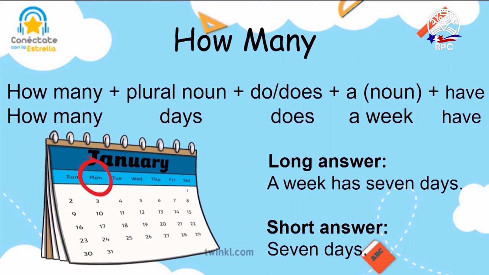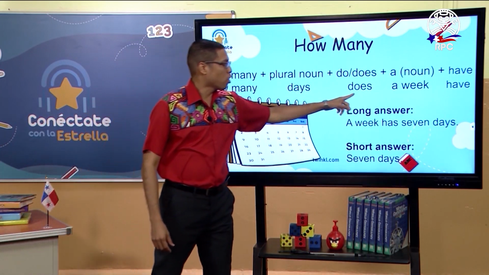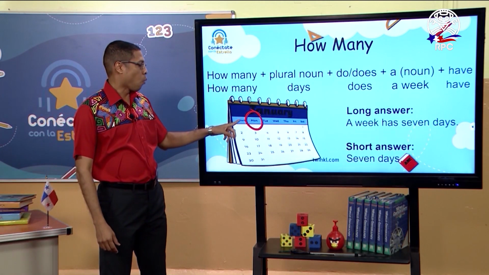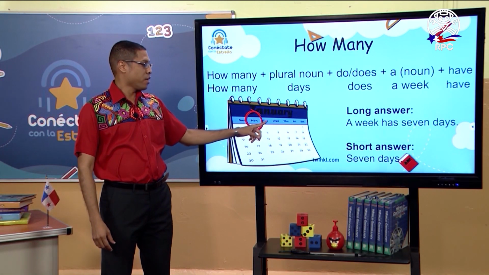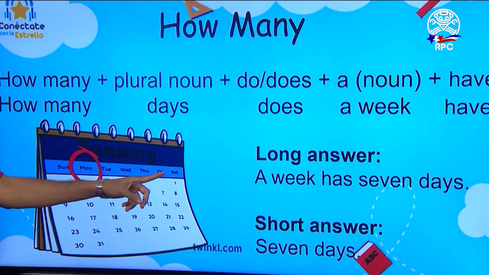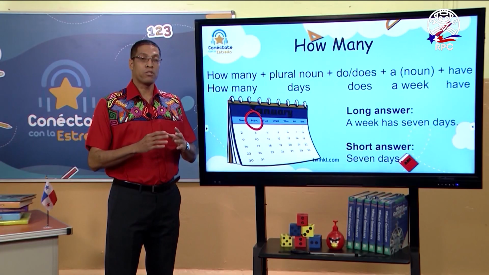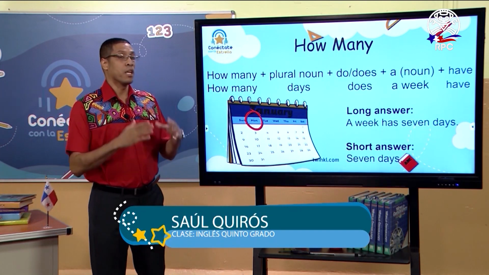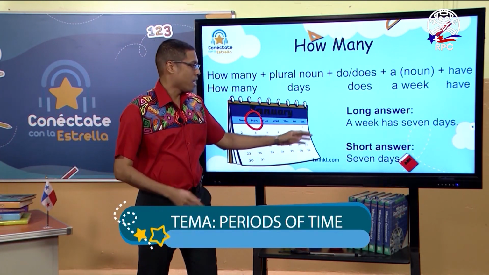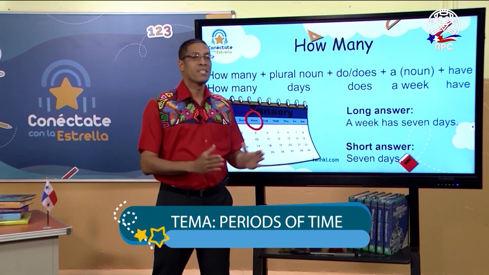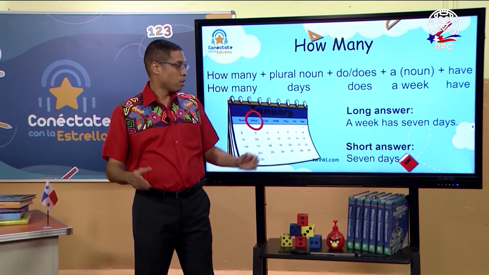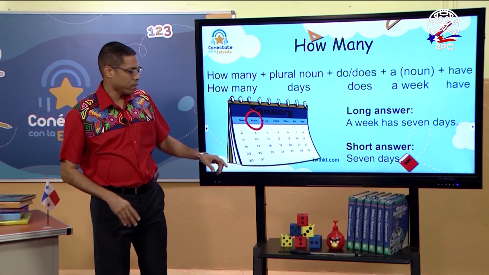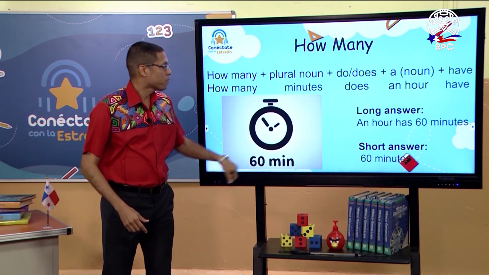You have how many days does a week have? That's your question. You have a calendar here. You have 1, 2, 3, 4, 5, 6, 7. You can have a long answer or you can have a short answer. If you have a long answer, you can say a week has 7 days. It's the long answer. But the short one, 7 days. That's it. Okay? Let me give you another example.